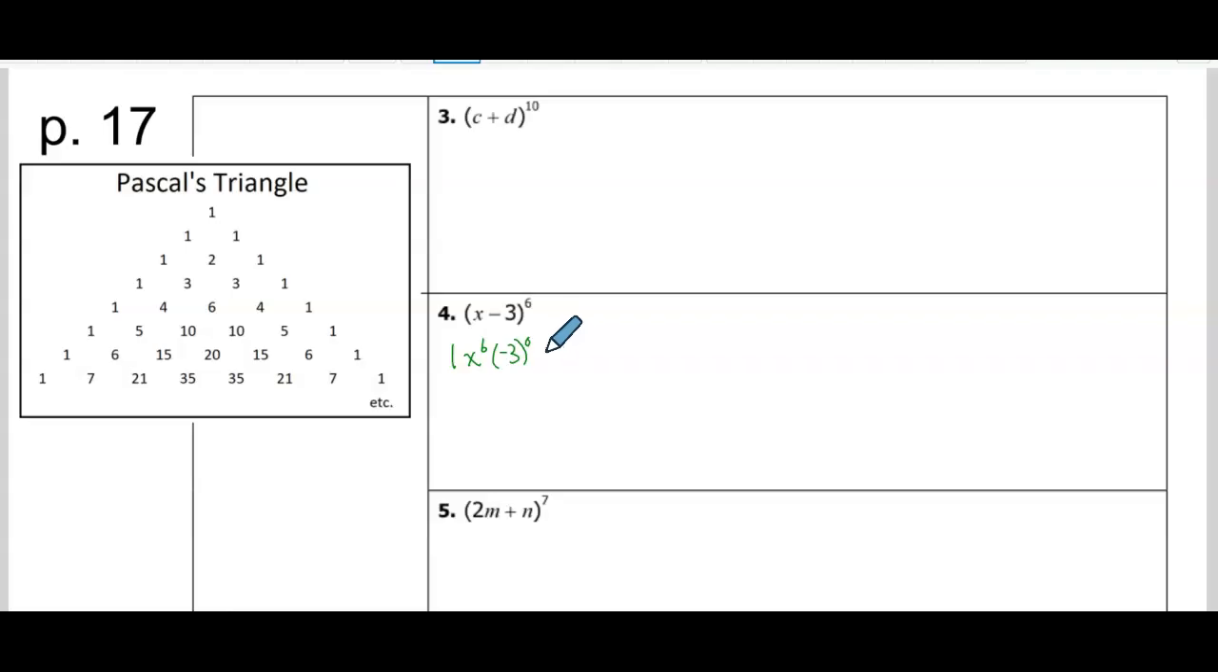Okay, so the second term, and notice I used parentheses here. I'm always going to use parentheses if I have a number value there. Second term would be 6, and it's going to be x to the 5th, and it's going to be (-3) to the 1st, because I need to increase the second term's exponent. Third term is a 15.